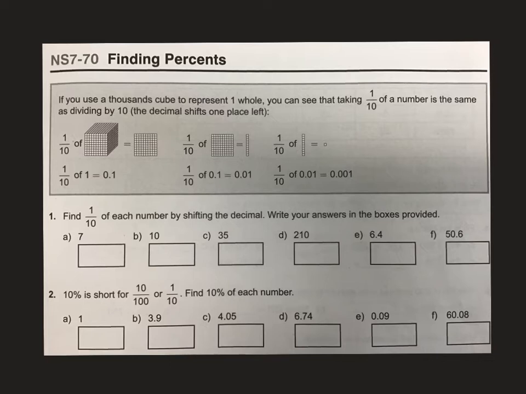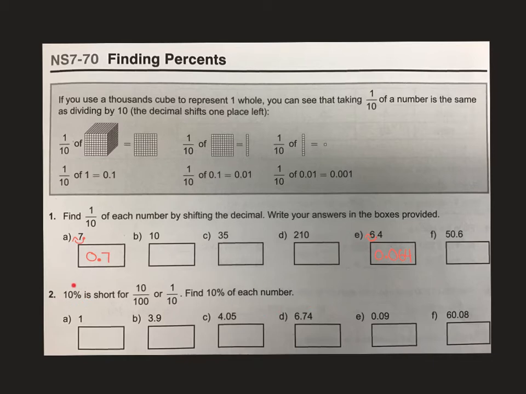So for question 1, when they ask you to find 1/10 of each number by shifting the decimal place, you're going to show if there's an invisible decimal, put it in, and then we're moving it one place to the left. So your answer would be 0.7, right? If we get to these later ones where there is a decimal, we just move it over one place and it would become 0.064.